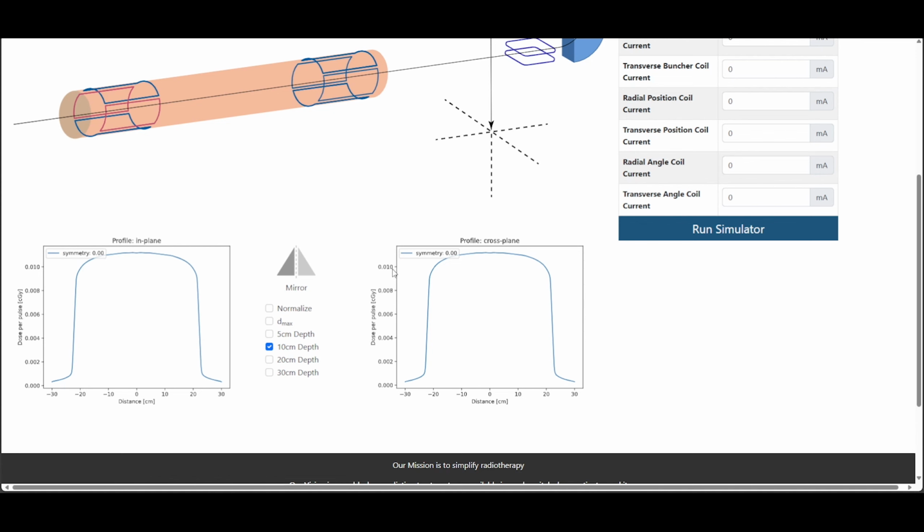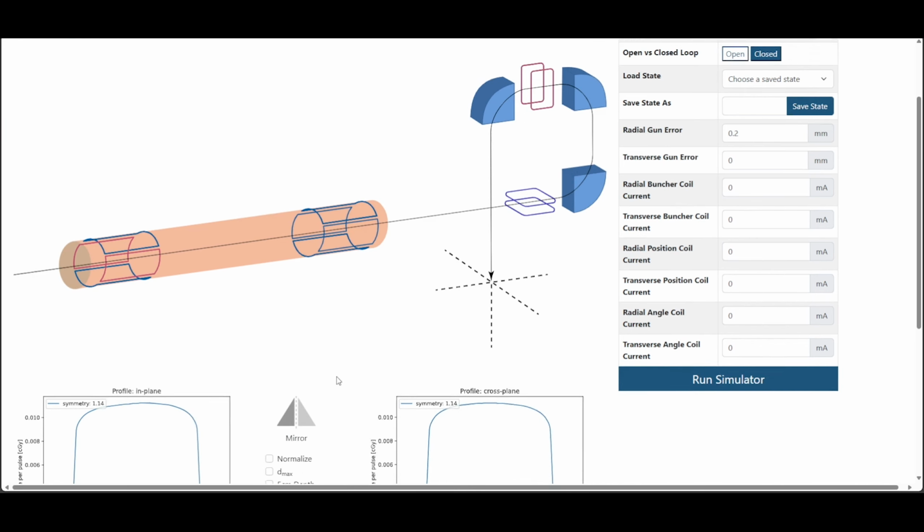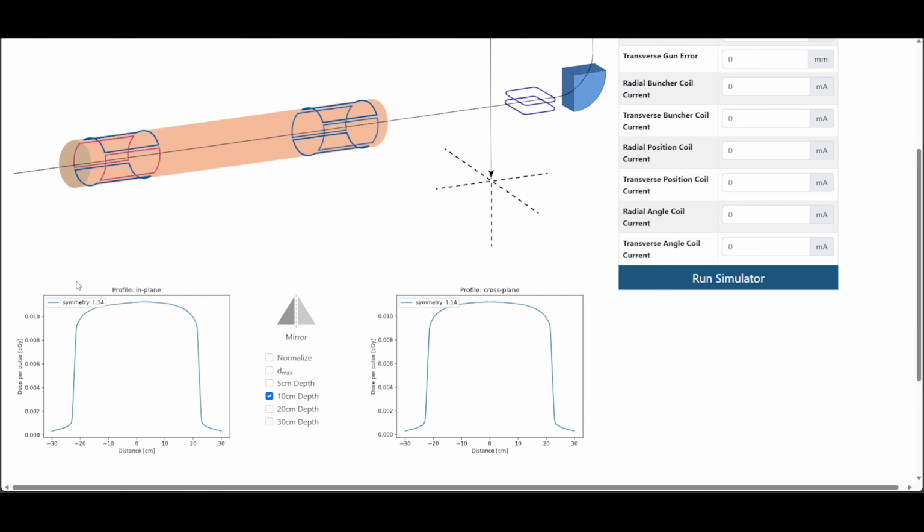Let's see what happens if we have an asymmetric beam that we need to correct. We can introduce asymmetry using the gun error function, and then correct it with the steering adjustment. Let's introduce a 0.2 mm gun misalignment in the radial direction. As you can see, the in-plane profiles on the left have changed and become asymmetric. The change might be subtle and difficult to notice.